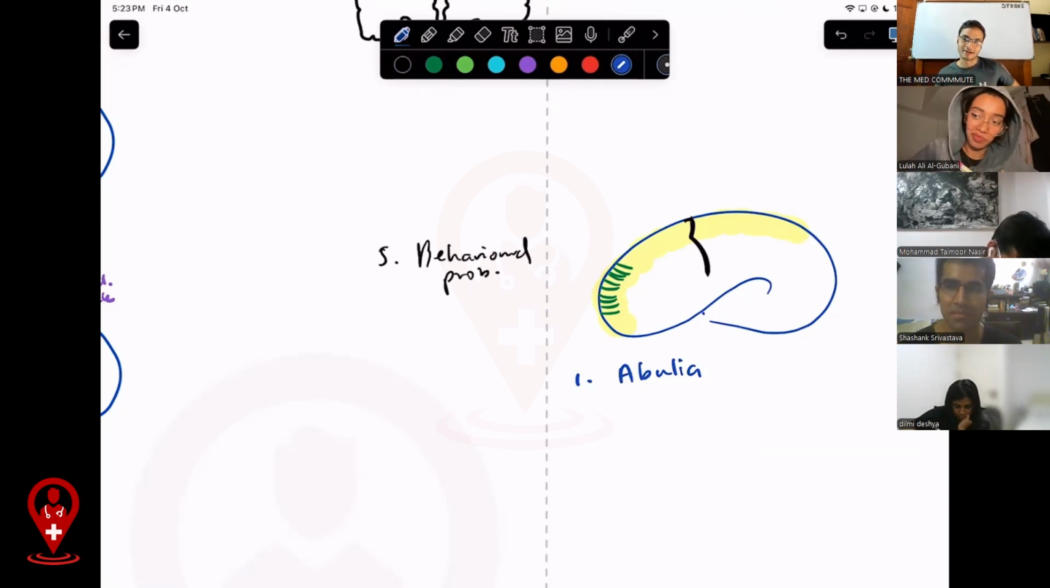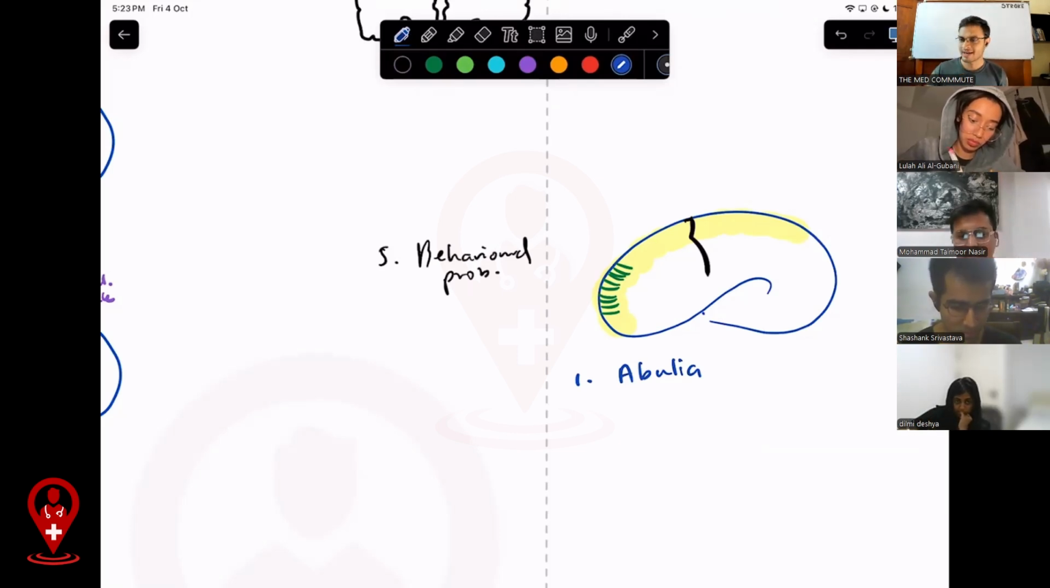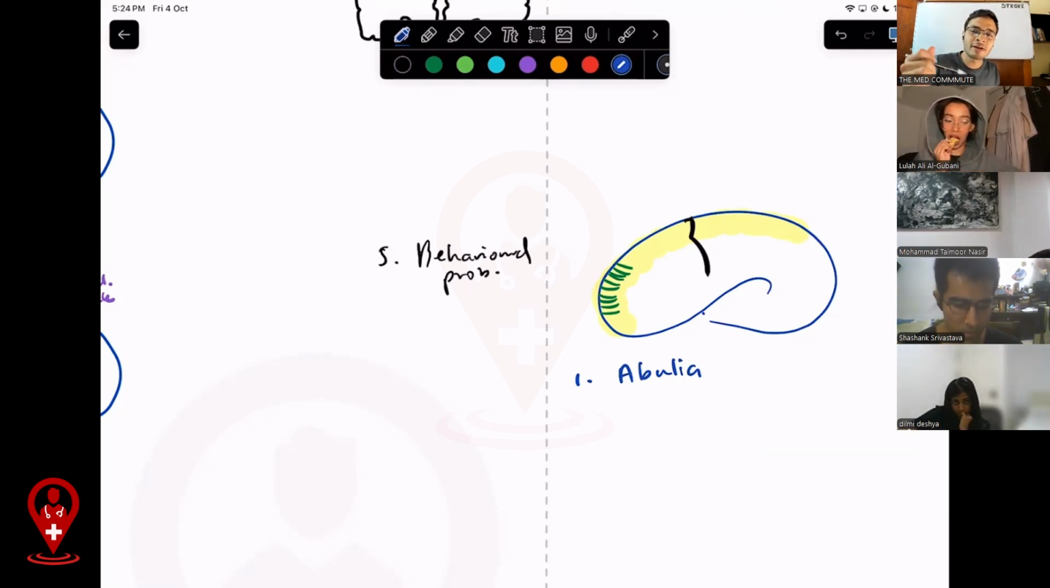That's a different scenario. Now, in abulia, how is it going to be clinically evident, guys? When you give the patient some sort of command, when you tell them, okay, do this, take this cup of water, write your name on a piece of paper with a pen, they are not motivated to do it. So they do it very slowly, guys. There is a significant delay in their motor and verbal activities.